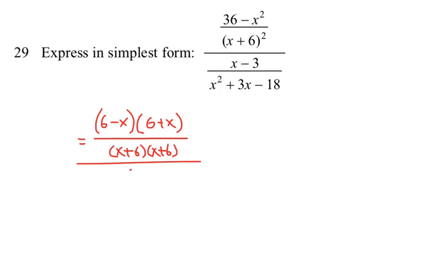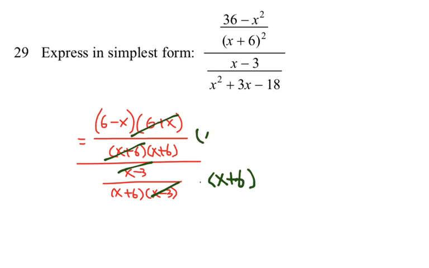And on the denominator, the factored form gives us x plus 6 and x minus 3. Then we can see there's some cancellation going on already. And what's remaining is x plus 6. So we're going to multiply x plus 6 on the top and bottom to get rid of the denominators. Then x plus 6 cancels out here. The only thing that's left is 6 minus x. And that becomes our answer.